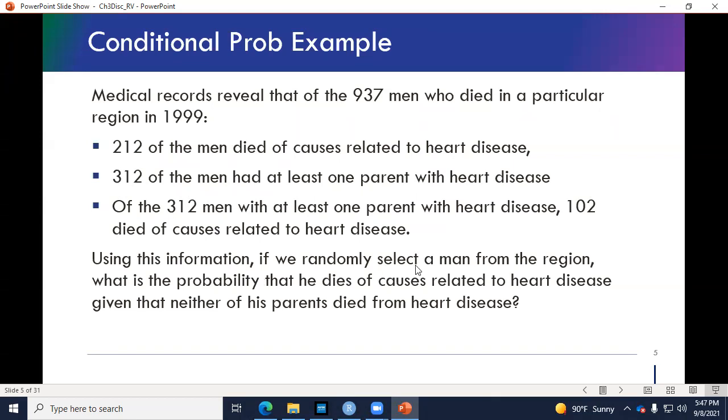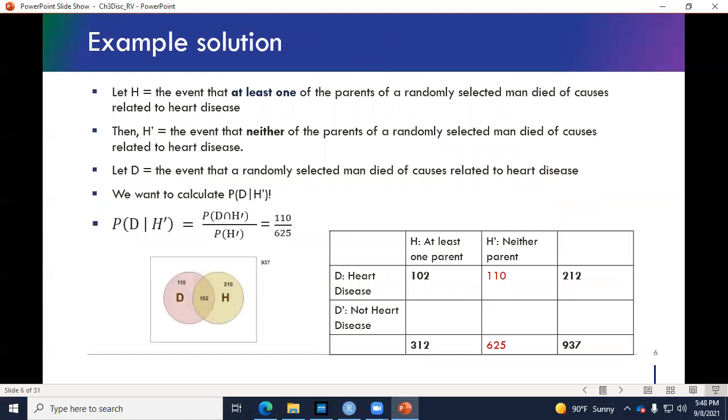So if we randomly select a man from this region, we want to get the probability that he dies of causes related to heart disease, given that neither of his parents died from heart disease. So we know this is a conditional probability. It's given that neither of his parents died from heart disease. So again, let's do some information collection from this statement. I have posted everything here, but this is step by step. This is what you should do.